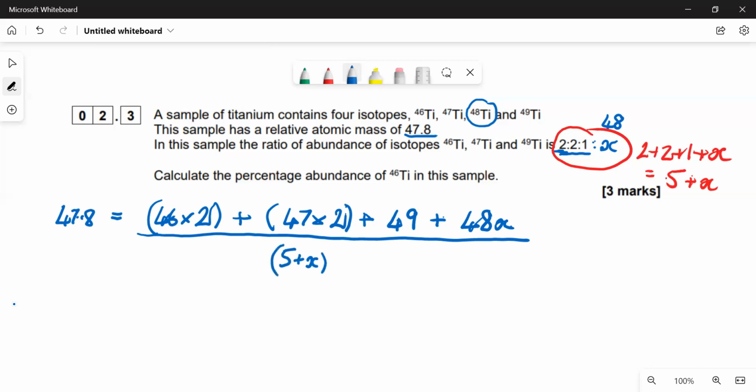Right, so I'm just going to simplify. So 46 times 2, I'm going to rub that out, and that becomes what? 46 times 2 is 92. 47 times 2 is 94. 49 plus 48X. Okay, so multiply both sides of the equation by 5 plus X.